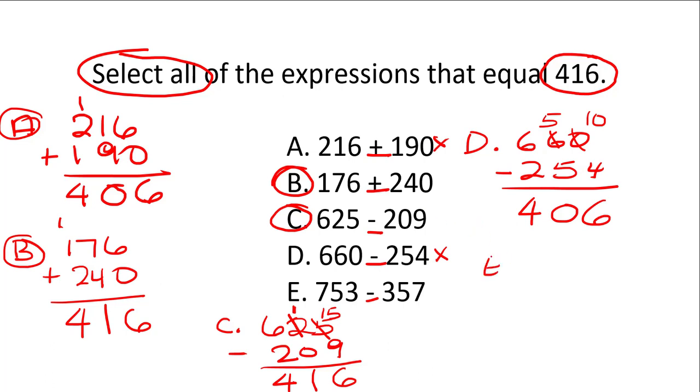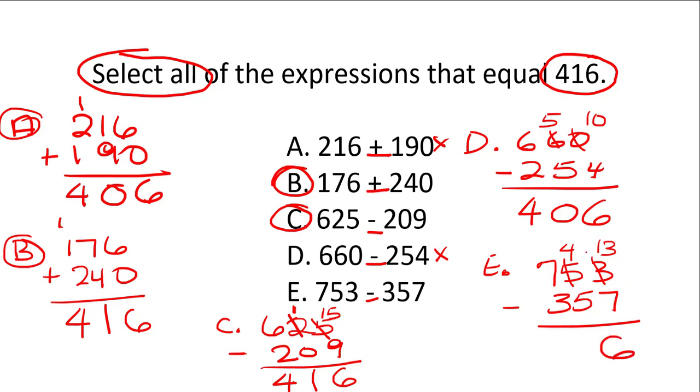Let's try the last option, E. 753 minus 357. So 3 minus 7, we cannot do that. We have to regroup. This 5 becomes 4. The 3 becomes 13. So what is 13 minus 7? Well, that is 6.